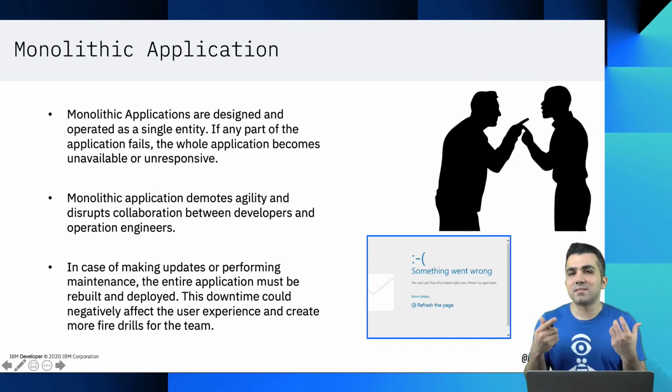Scaling a single part of the monolithic application in most cases wasn't possible unless deployed on a separate VM. That required the entire application to be updated with additional resources for the entire application instead of individual services. That is not all. Monolithic applications also disrupted teamwork and prevented collaboration between developers and operations engineers.